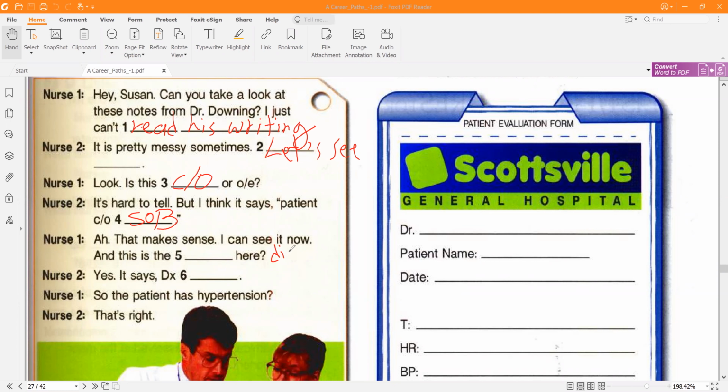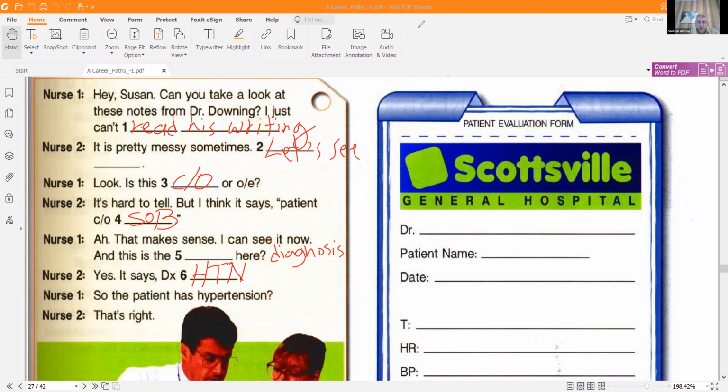It's the diagnosis, DX HTN. So the patient has hypertension. Okay, so far, we have seen this. This is called jargon, the language of the medical field. We say the language of the medical field is called jargon.